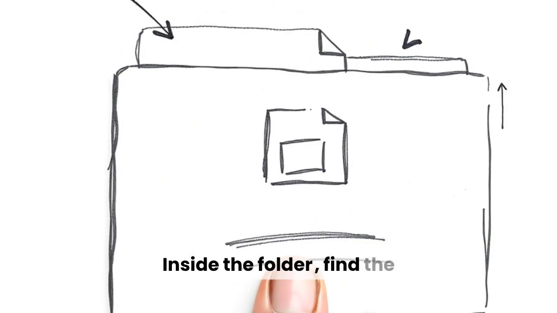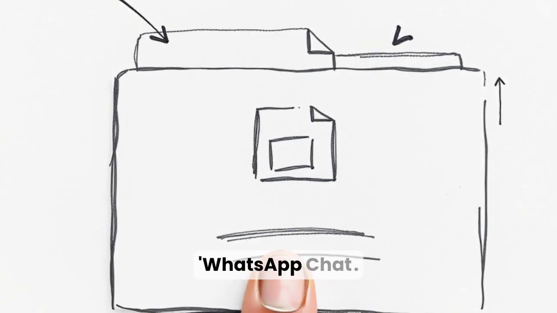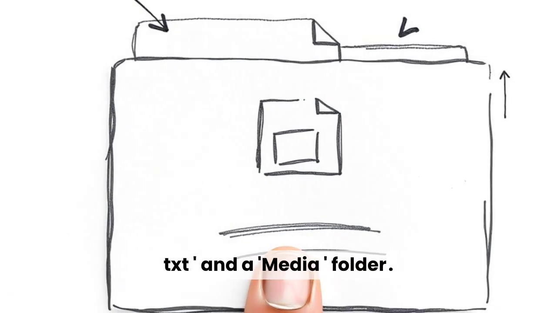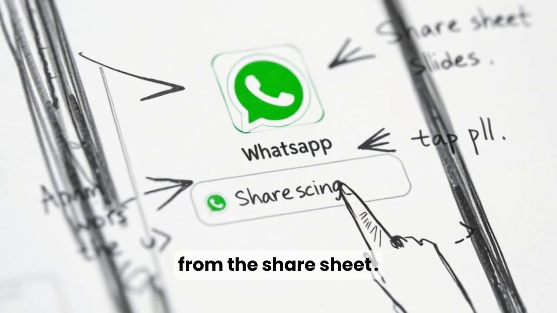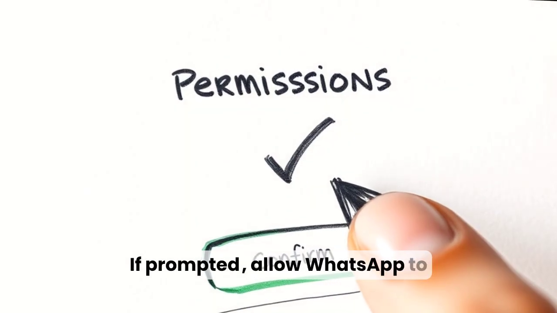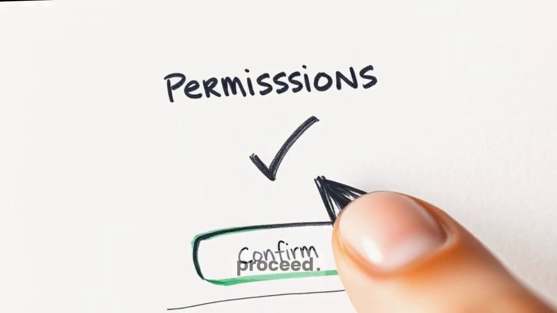Inside the folder, find the chat export file usually named whatsappchat.txt in a media folder. Press and hold the chat file, tap Share, and pick WhatsApp from the share sheet. If prompted, allow WhatsApp to access files so the import can proceed.